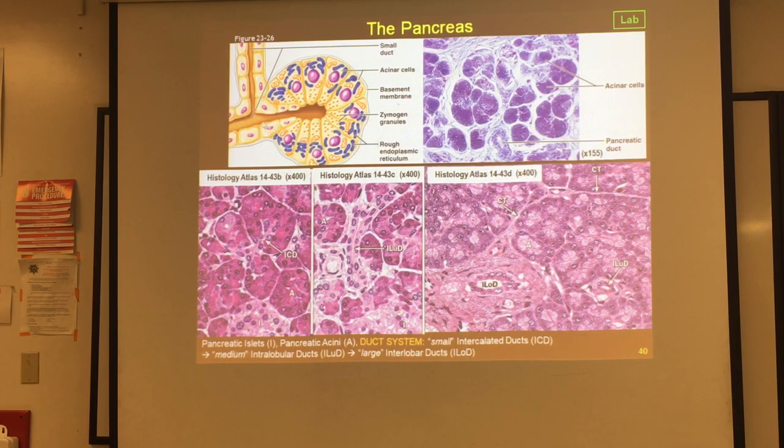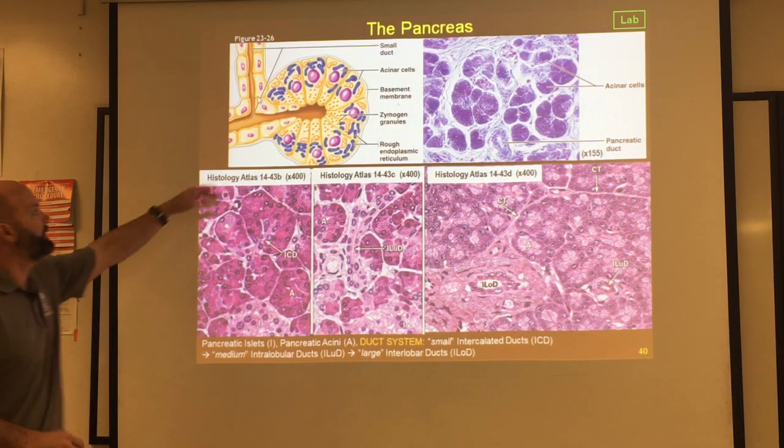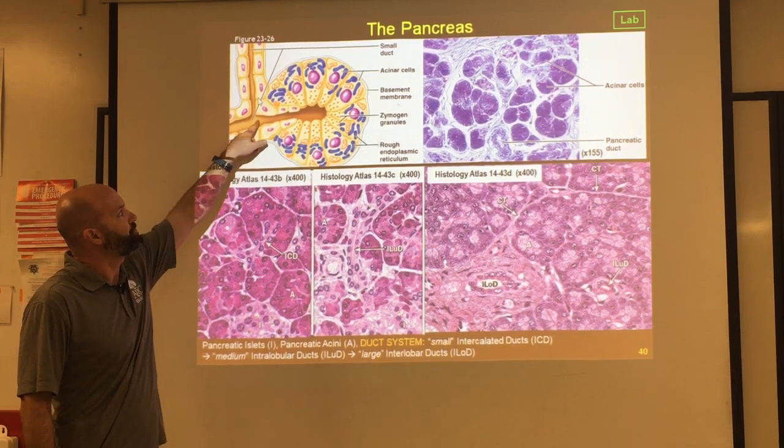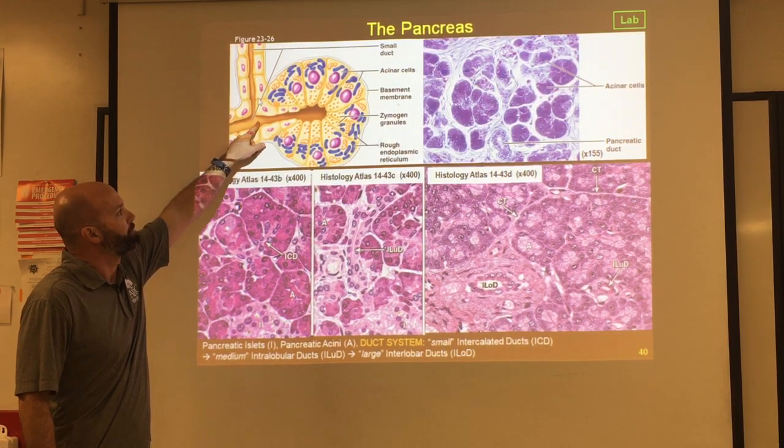Two cell types, duct cells and acinar cells. The acinar cells form the acinus, the round secretory unit. The duct cells form the ducts. But even though the duct cells form the ducts, they do actually contribute to the pancreatic juice.